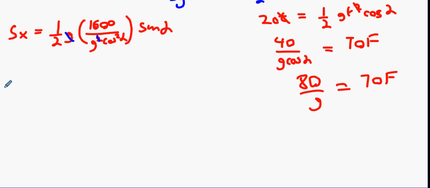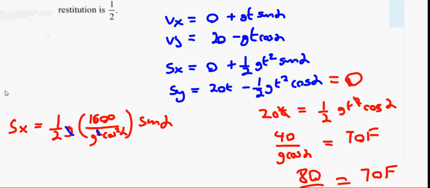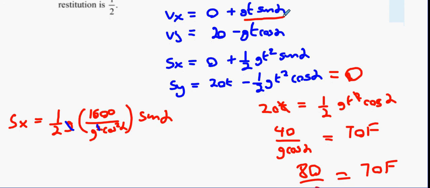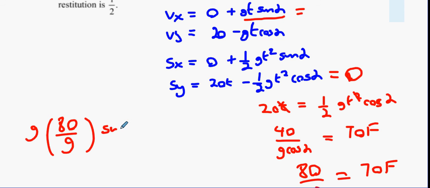Now I'm going to put in my Vx and my Vy because I want to find the speed just before impact. So Vx is gt sine alpha. But now that we know that alpha is 60, what can we say that is? Yeah, gt sin 60, okay? But it's going to be g times 80 over g, sin 60 is root 3 over 2, isn't it? So it's 40 root 3.